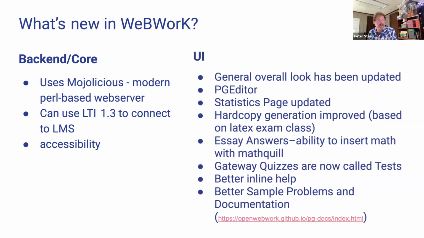The stuff that you will see, we've been working on the general UI, which you'll see in a little bit. Glenn and Drew are going to cover some demo stuff. The PG editor, that's the problem editor, has been completely revamped, and Glenn will talk about that. We've got a statistics page for general sets or users that's been updated and improved. Hard copy generation, so producing PDFs, has been completely rewritten and improved.